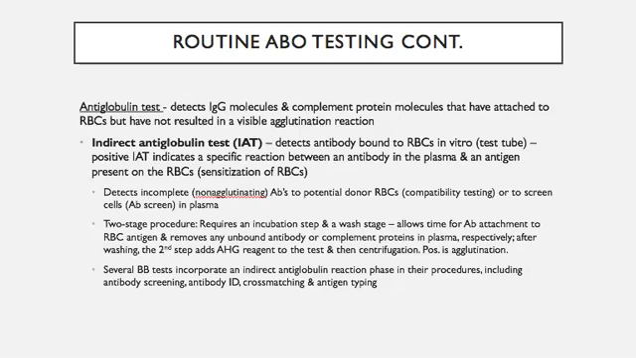If you remember from Unit 1, the two steps in this process are the sensitization of the red cells and then the lattice formation, where the red cells actually join together. So you add the AHG reagent to the test, then centrifuge your sample. A positive result is agglutination. Several blood bank tests incorporate an indirect antiglobulin reaction phase in their procedures. That includes your antibody screens, antibody identification, cross-matching, and antigen typing.